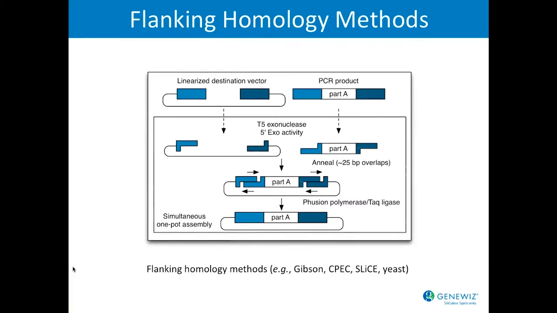So the methods we exploit for doing DNA assembly or for optimizing across various methods are, well, one class of methods are what we call the flanking homology methods. And these are probably better known by the names of the actual protocols, like the Gibson protocol, CPEC, SLICE, yeast. But they all follow a very similar topological pattern, which we incorporate into the software. So, regardless of the particular protocol that you might be using, we can still tune the instructions to follow that protocol.